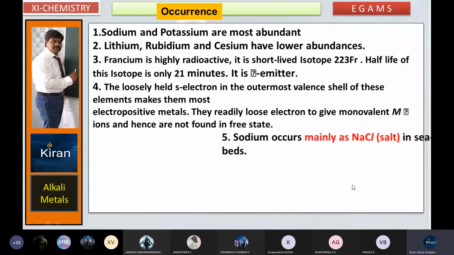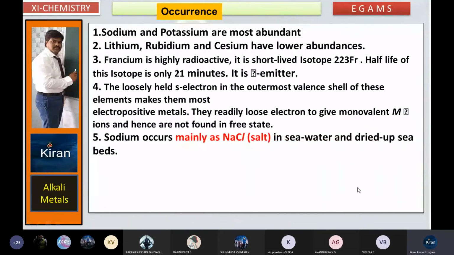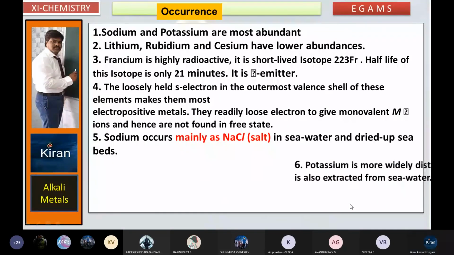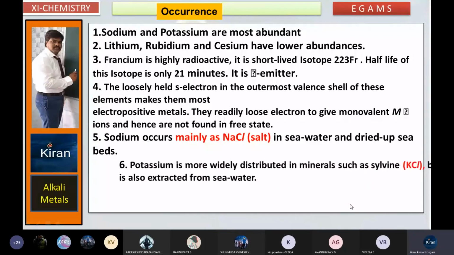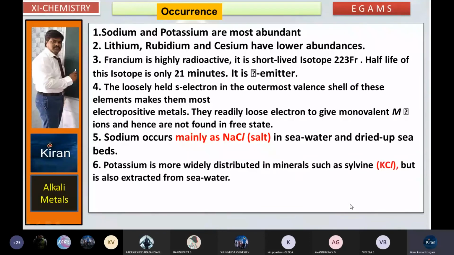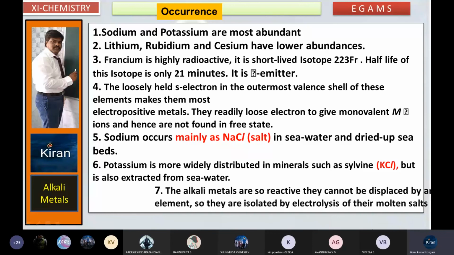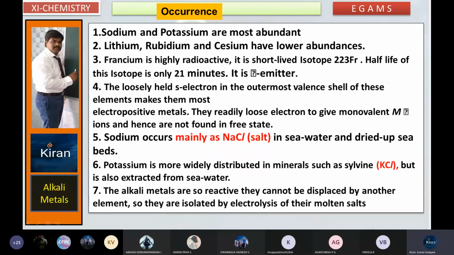Sodium occurs mainly as sodium chloride salt. This is our table salt in our day-to-day life, which we use every day, found in seawater and dried up sea beds. Potassium is more widely distributed in minerals such as sylvine. The formula is KCl, but it is also extracted from seawater. The alkali metals are so reactive they cannot be displaced by another element. So they are isolated by the electrolysis of their molten salts.